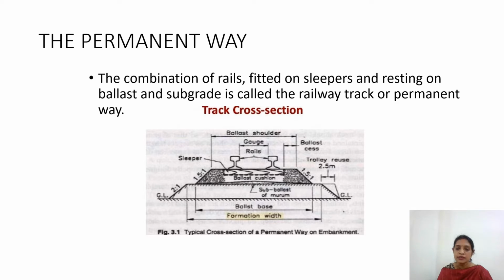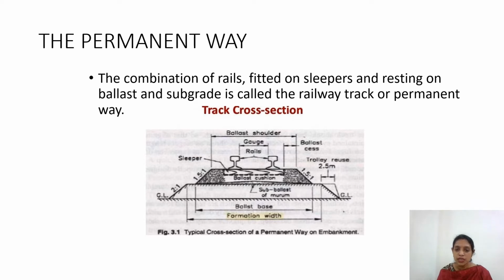These sleepers are laid over the ballast. Ballast is nothing but the coarse aggregates which are used in the railway track. Ballast is laid over the subgrade soil. First layer is your subgrade soil, over that ballast is laid, then over which the sleeper, then the rails. Two rails are connected or fitted over the sleeper.